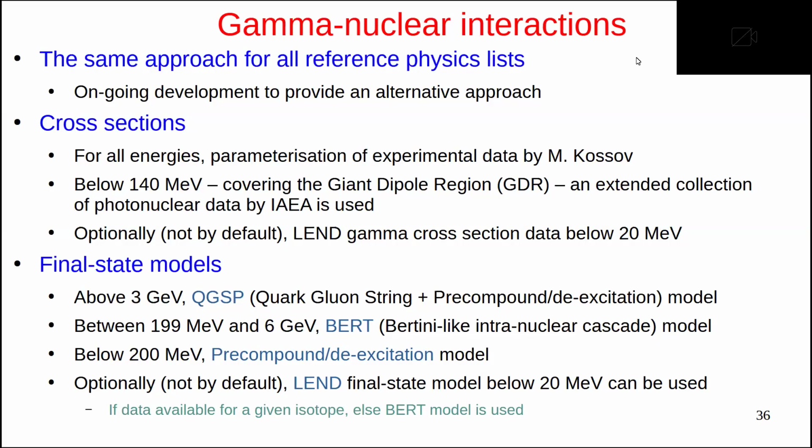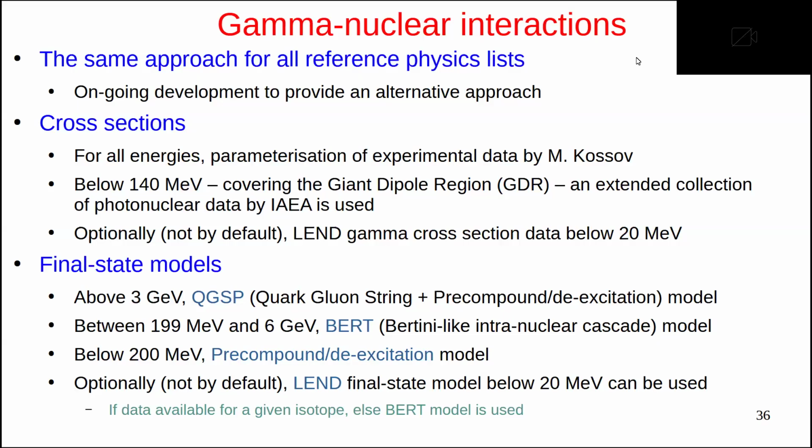this gamma nuclear interaction. So for the cross-section, for all energies, we are using a parameterization of experimental data by Mikhail Kosov. Below 140 MeV, which is covering the important resonance region, which is called the giant dipole region, we use an extended collection of photonuclear data from IAEA. And there is also another option below 20 MeV. There is a so-called LEND gamma cross-section, which are cross-sections coming from Livermore.